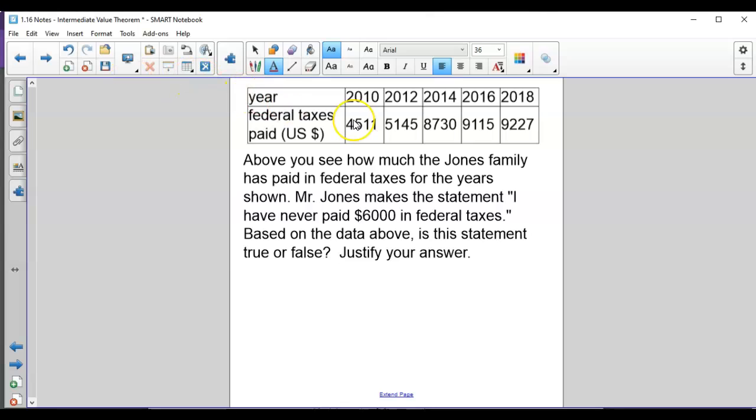However, the amount of money that you pay in federal taxes is not continuous. It's different every single year. It can go up, it can go down. It is not going to be a continuous function. So we couldn't make that same assumption that going from $5,145 to $8,730, at some point in here he had to pay $6,000. So this leads us to the intermediate value theorem.